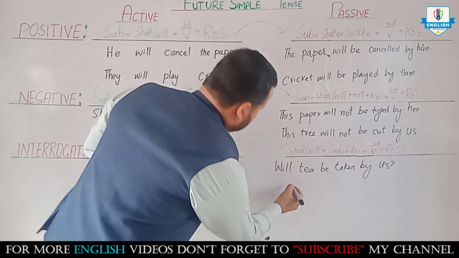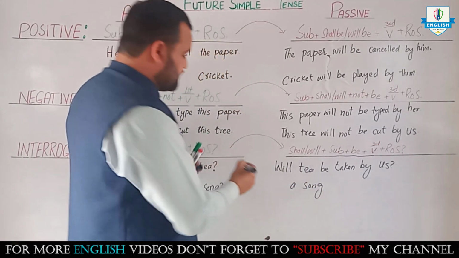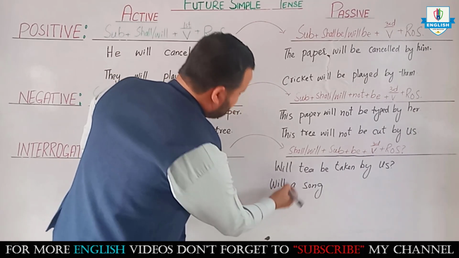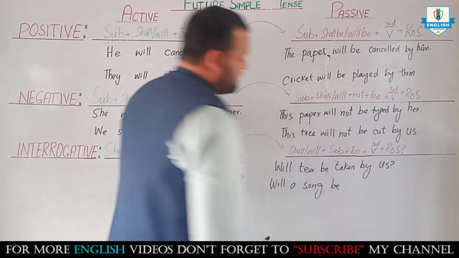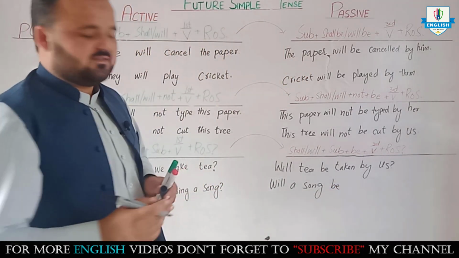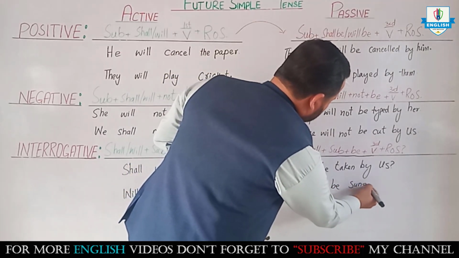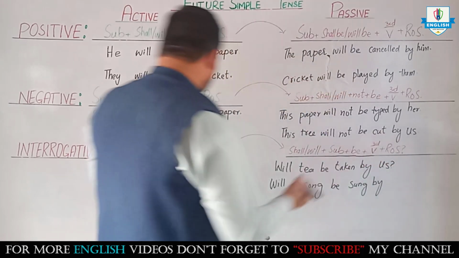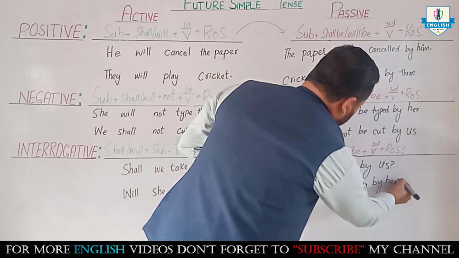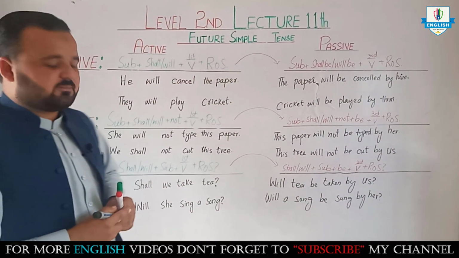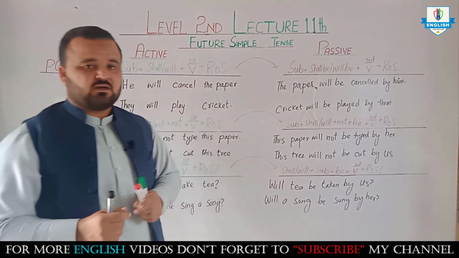A song. With a song we will use will. Look at the structure. Will a song be, sing, sang, sung. Will a song be sung by a special agent, and she will change to her. The objective case of she is her. So will a song be sung by her?